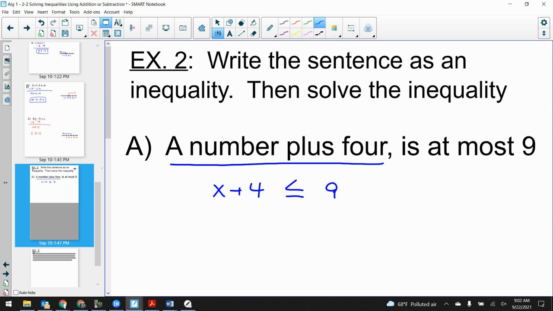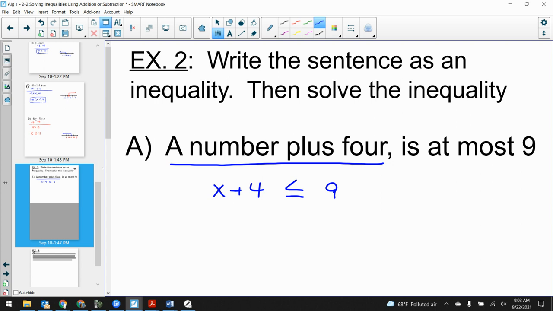And when I say at most, you should think less than or equal to. At most is less than or equal to. Logically think it through. If it's at most 9, then it could not be more than 9. So it's got to stay underneath 9, less than or equal to.